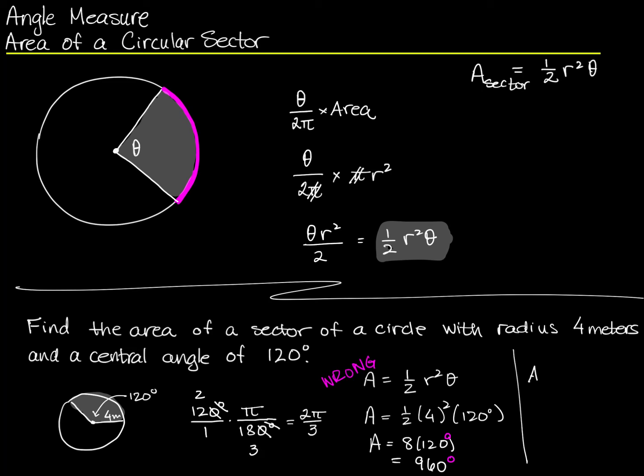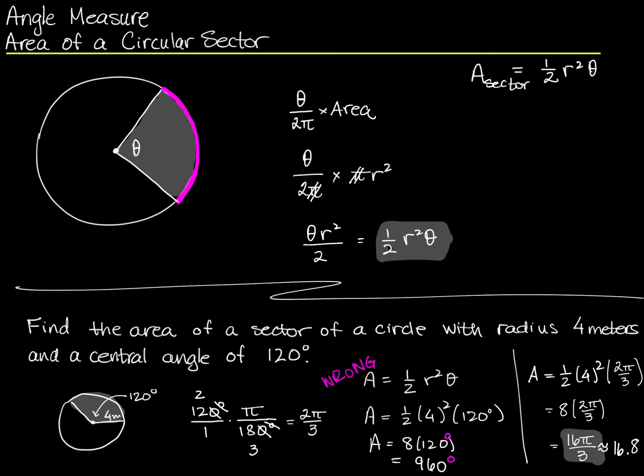So now if I do my formula again, I have 1/2 times 4 squared times, this time using radians, 2 pi over 3. 1/2 of 16 is 8 times 2 pi over 3, which is 16 pi over 3, and that does not reduce. So this is my answer. 16 pi over 3 is approximately 16.755. I'll just call it 16.8. And that's very different from 960.